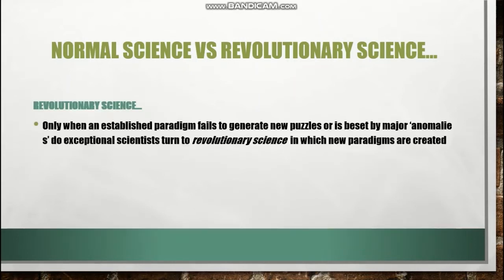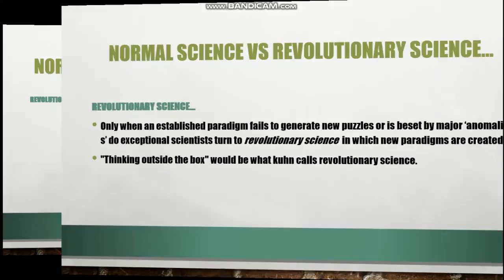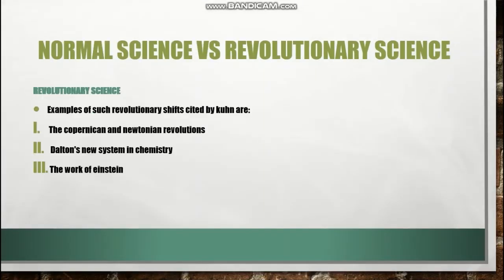Revolutionary science. Only when an established paradigm fails to generate new puzzles or is beset by major anomalies do exceptional scientists turn to revolutionary science, in which new paradigms are created. Thinking outside the box would be what Kuhn calls revolutionary science. Examples of such revolutionary shifts cited by Kuhn are, first, the Copernican and Newtonian revolutions.